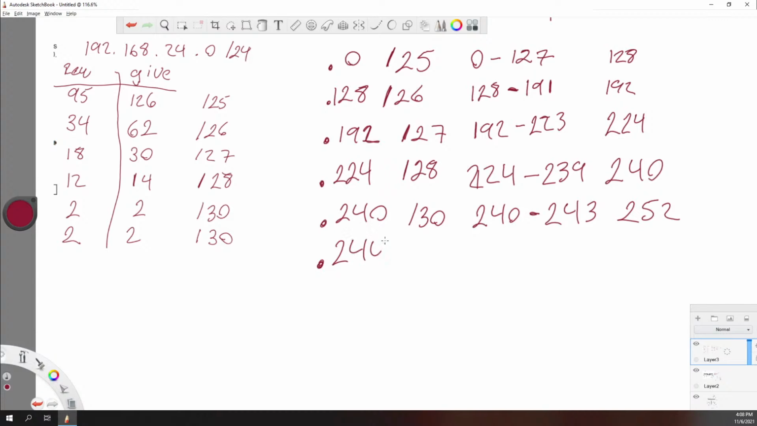The next one in line would be a 244, which is a slash 30, and we would end up with our addresses going from 244 to 247. And the subnet mask with the last octet is 252.